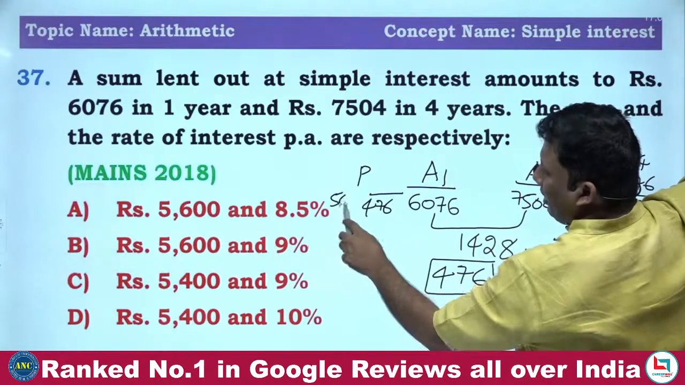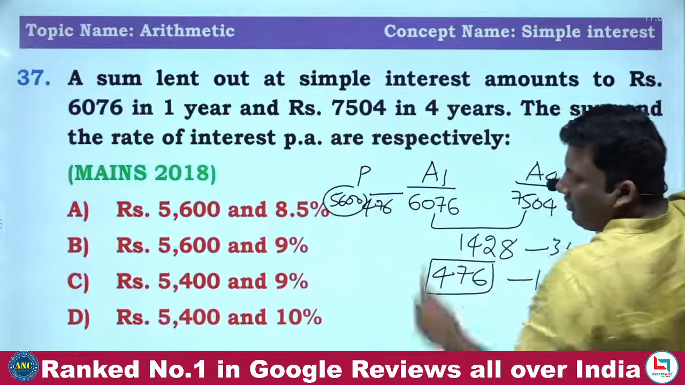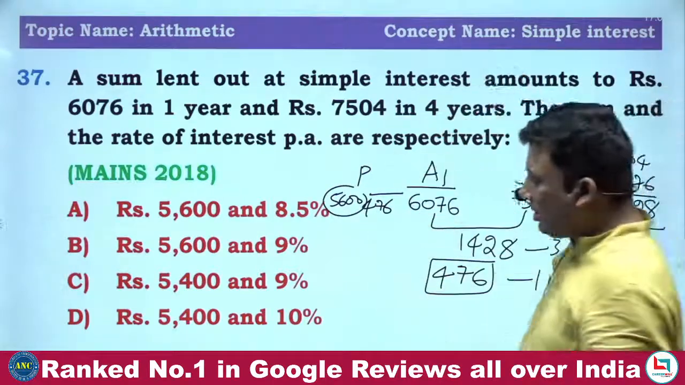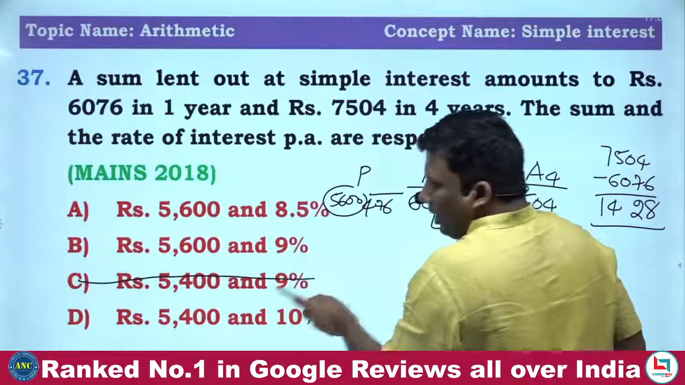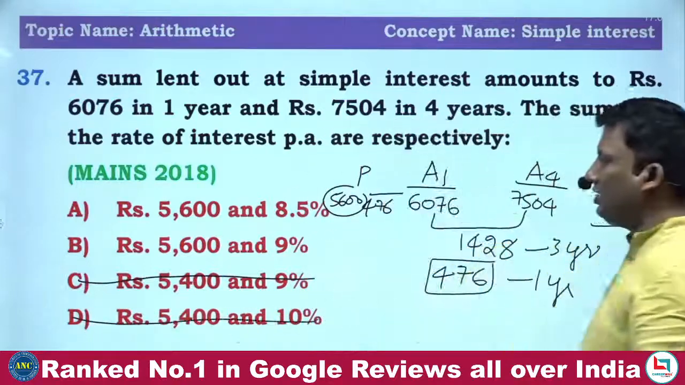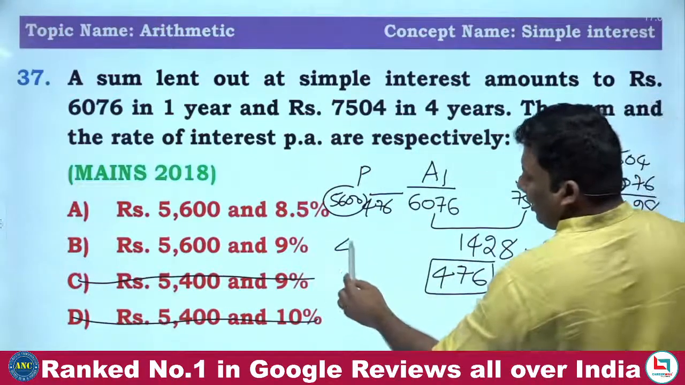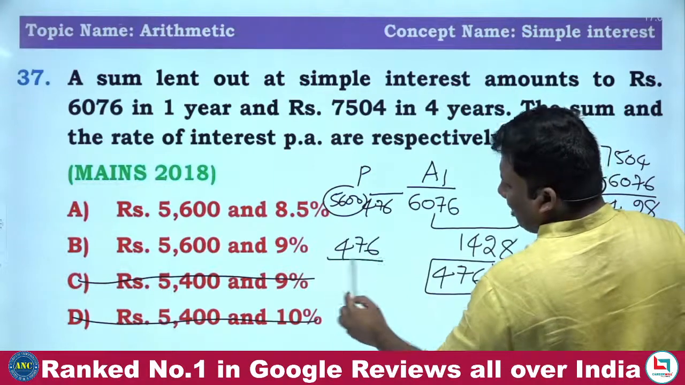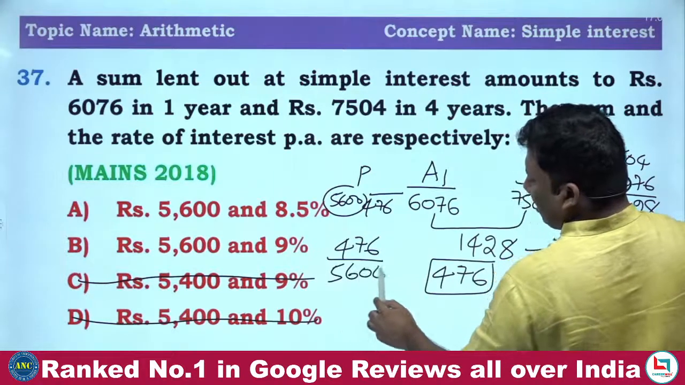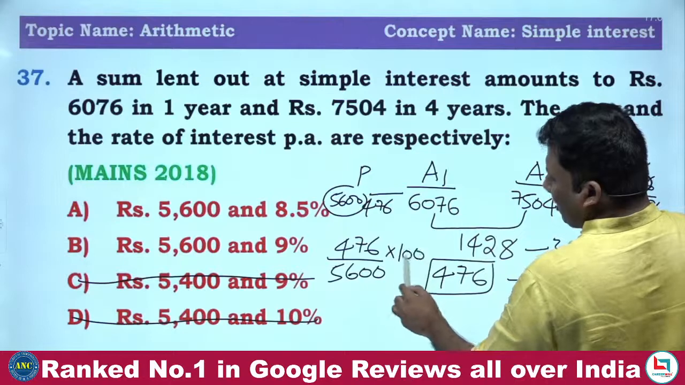So this will be 5600. Where is the option 5600? First and second. Third option is eliminated. Fourth option is eliminated. So this will be 476 divided by 5600 into 100 percentage.